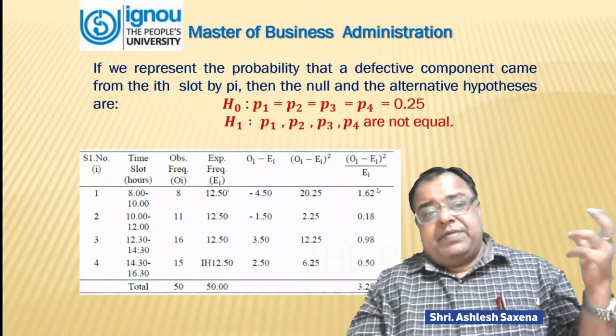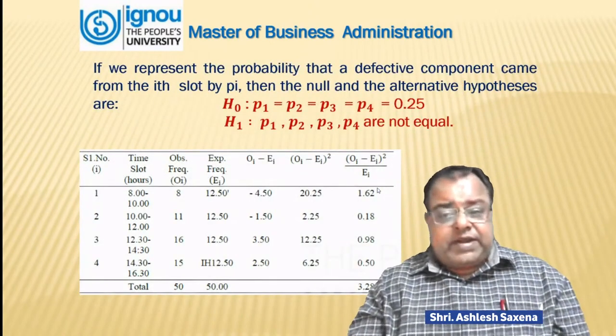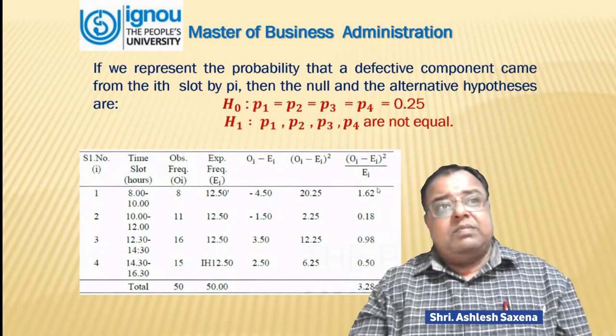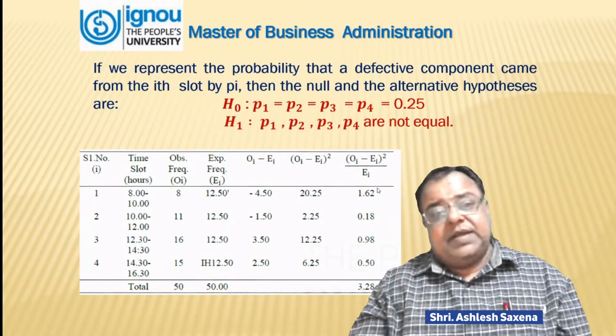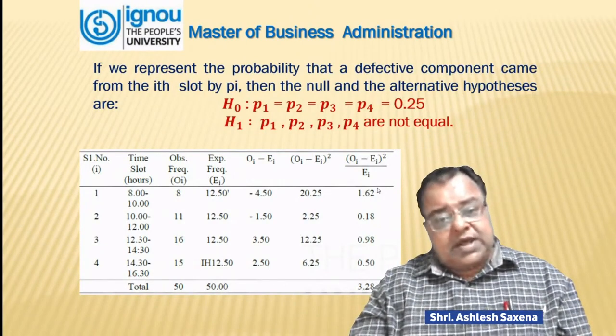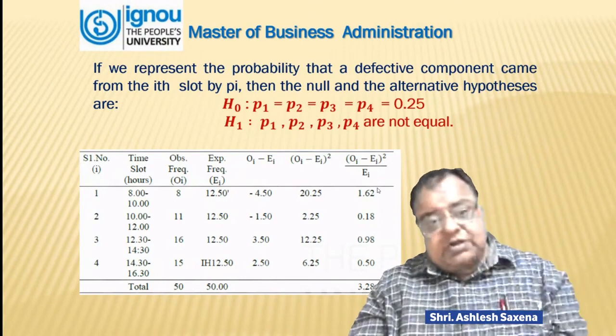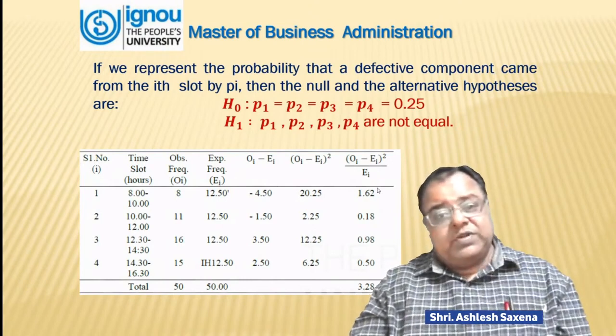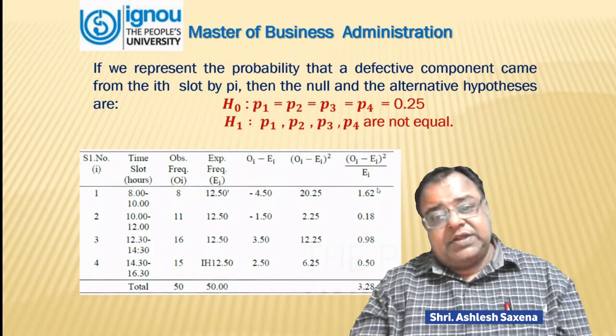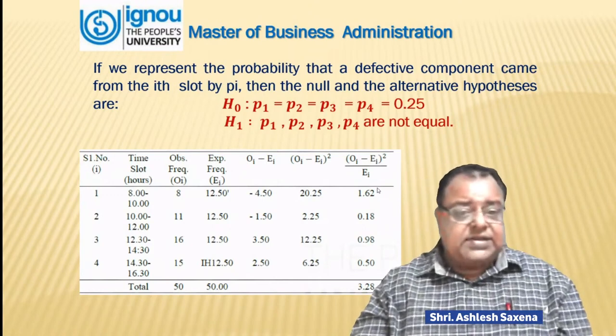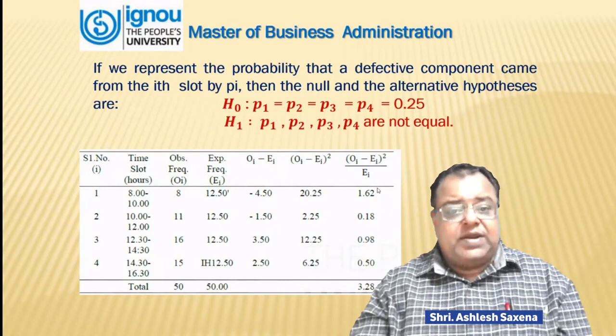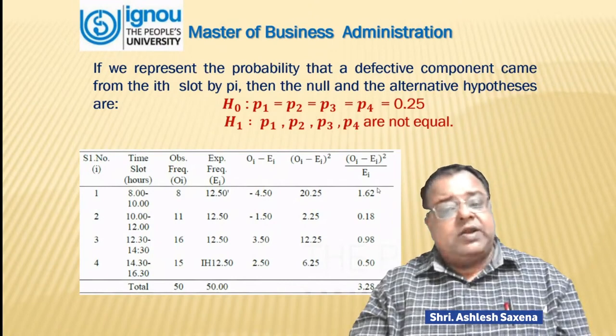Now, if we represent the probability that the defective component comes from the ith slot by Pi, then the null and the alternative hypothesis are H naught: P1 is equal to P2 is equal to P3 is equal to P4, which is 0.25. And the alternative H1: P1, P2, P3 are not all equal.